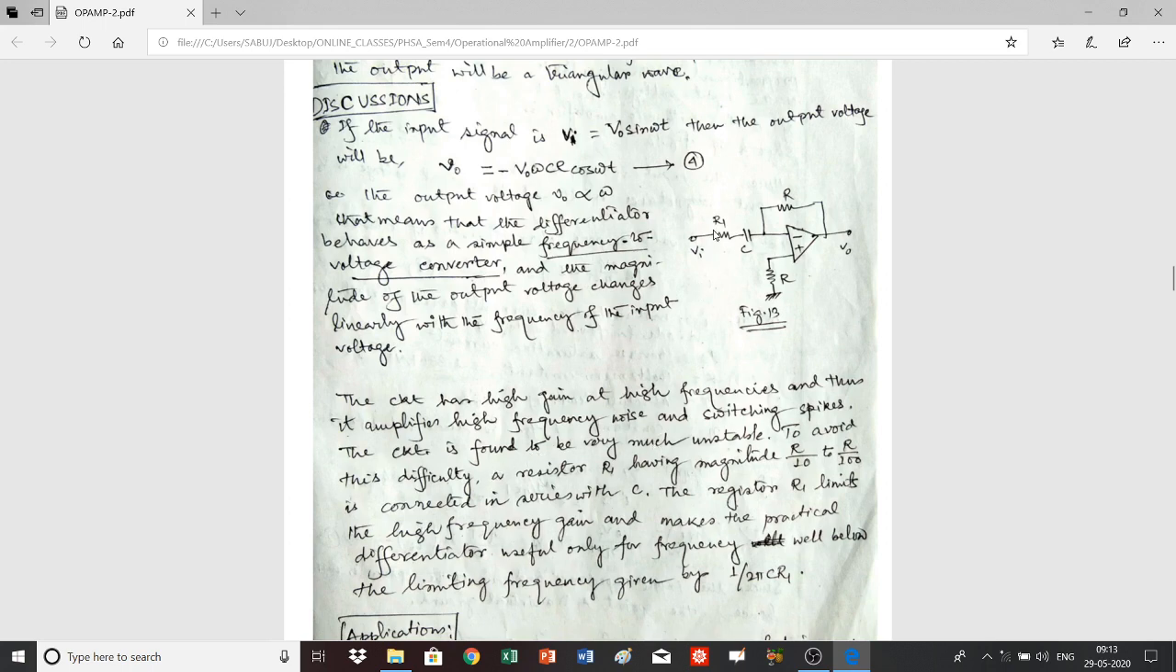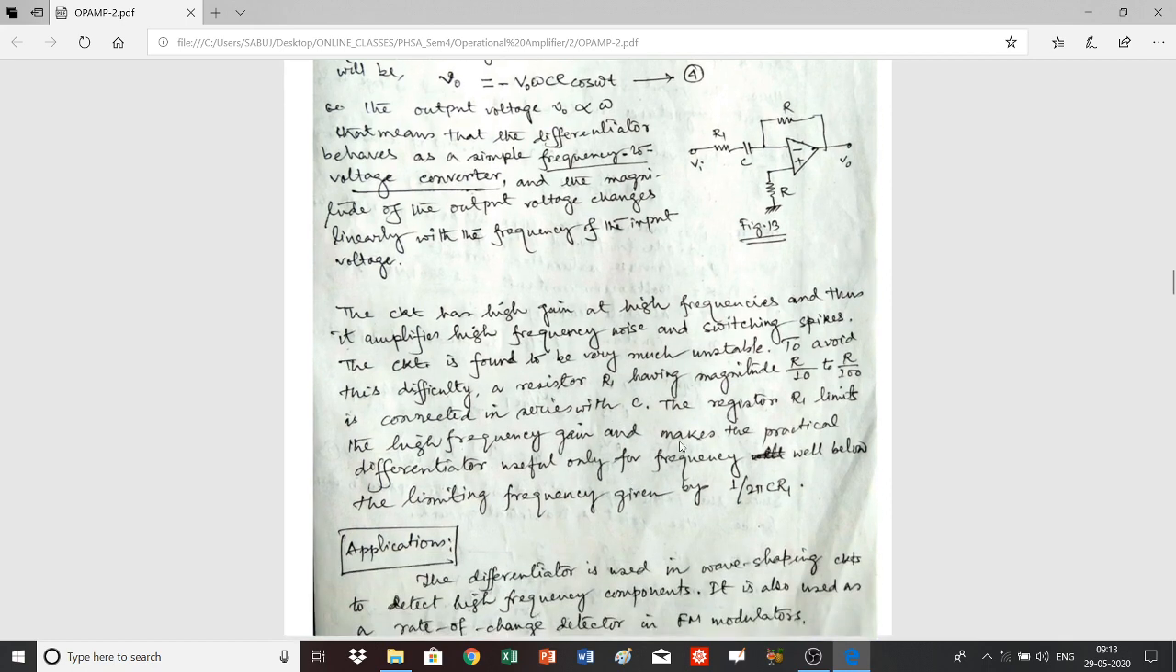To avoid this difficulty, another resistor which is denoted by R1 is connected in series with the capacitor C, and the value of R1 is taken in such a way that its magnitude will be within R by 10 to R by 100. And if you use the value of R1 in between R by 10 to R by 100, then this difficulty, or the instability in the output voltage, may be minimized.